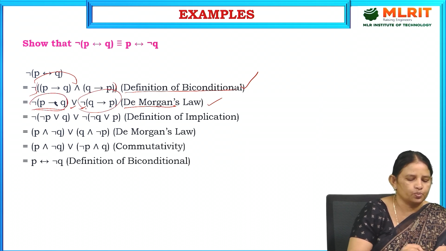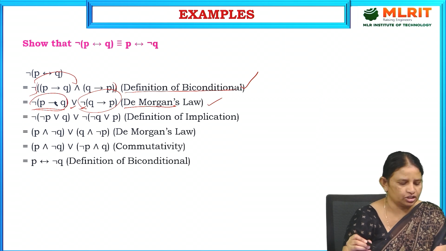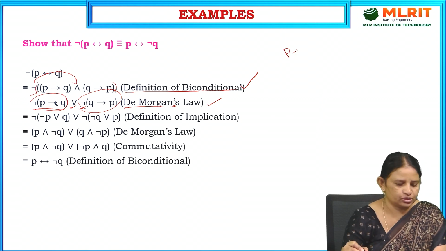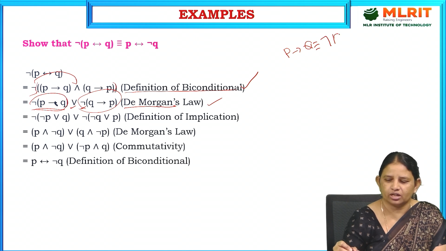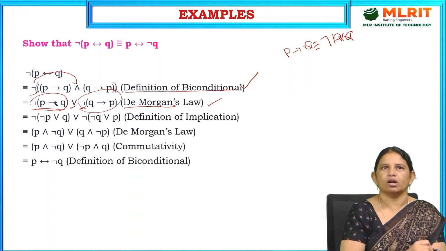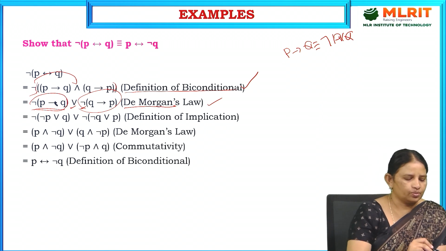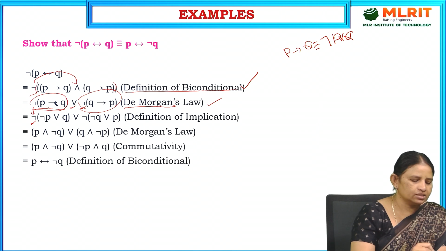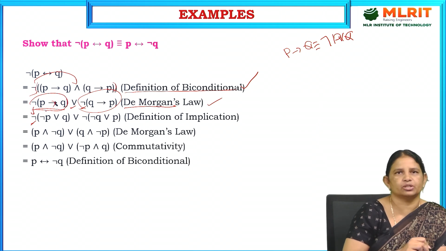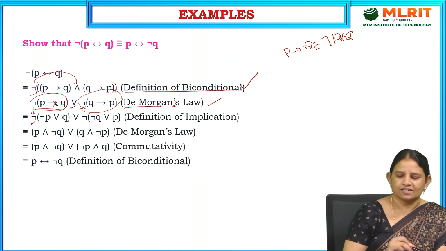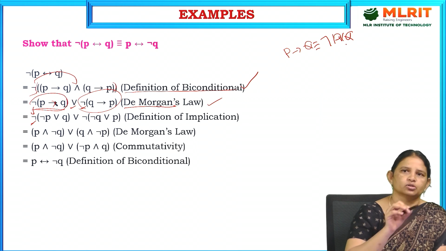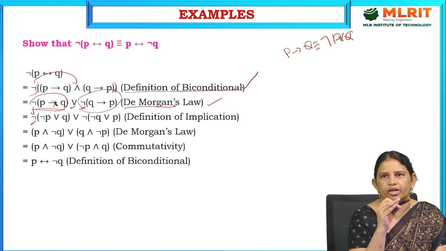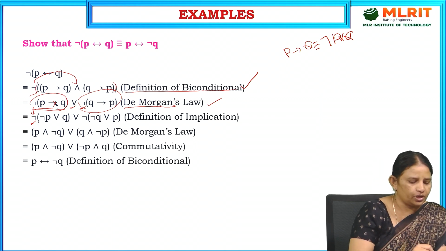For these two propositions, apply the implication law. So what is P implies Q? P implies Q is equivalent to negation P or Q. So write the negation as it is. P implies Q, or P conditional Q, what is the formula? Negation P or Q. So the two propositions consist of P, Q only. Write negation P or Q.